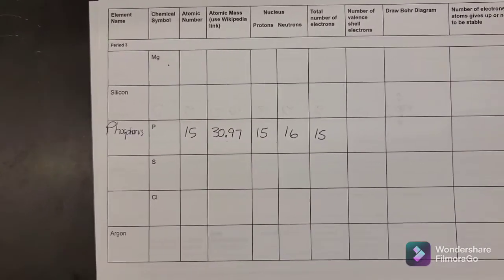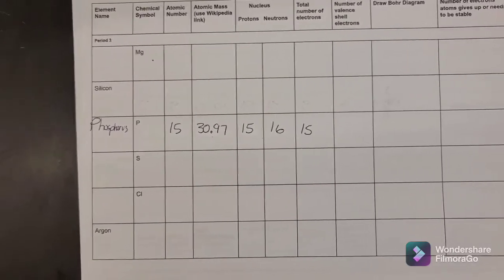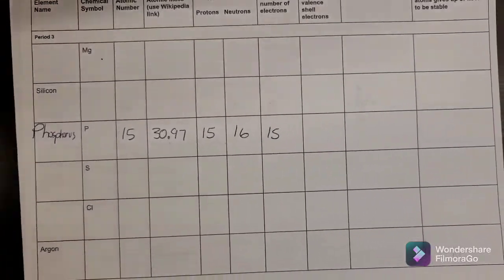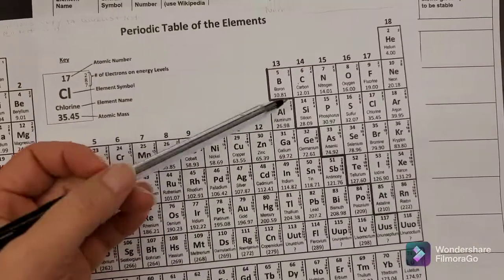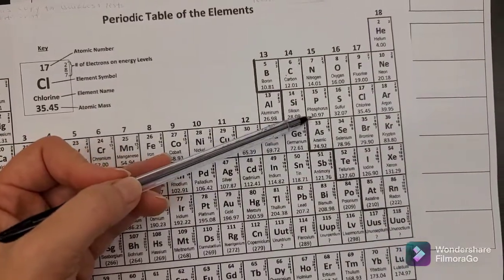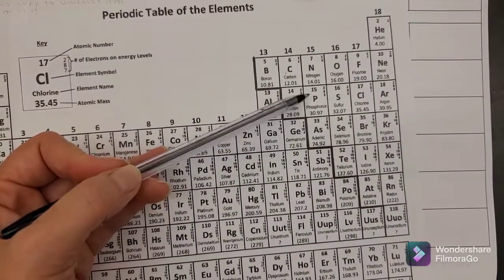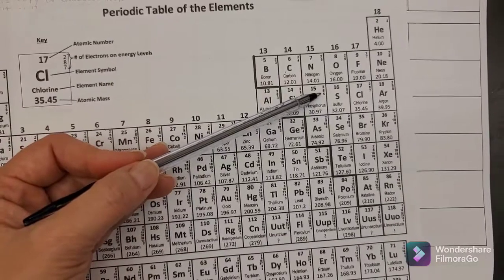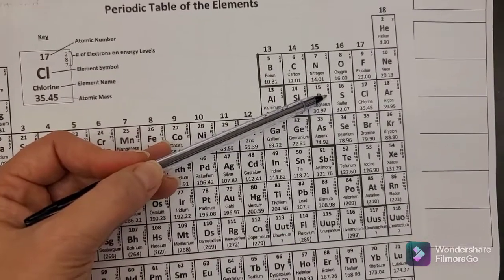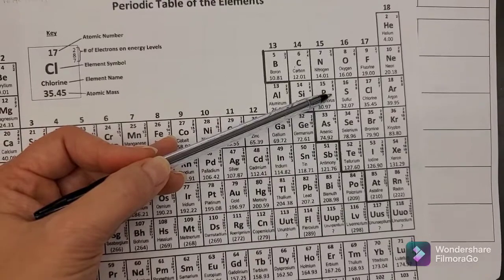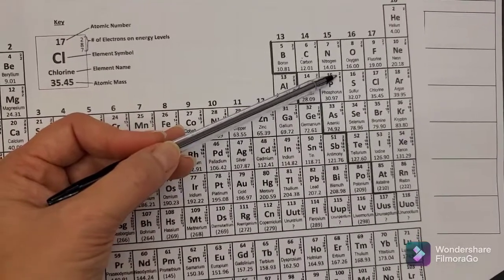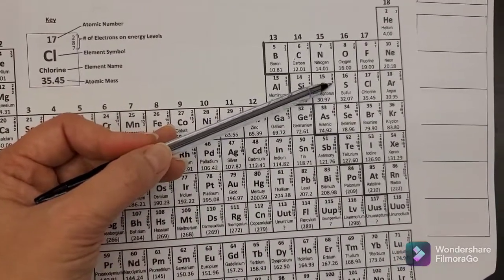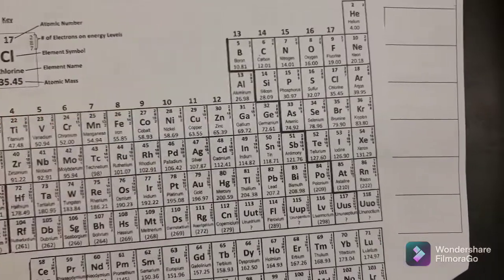Okay, so how many valence shell electrons? 5. Can you tell us how you figured it out? So you looked at this number, Dallas? No, the one. You looked at that one. The last tiny number means there's 5 in the outer shell. Remember, these are the number of electrons in the energy levels, and the last one is the last shell, so there's 5.